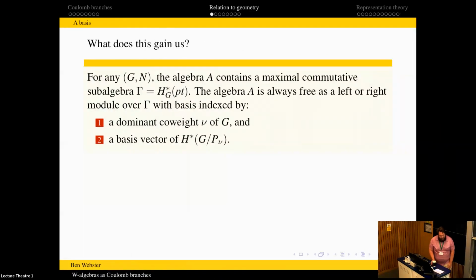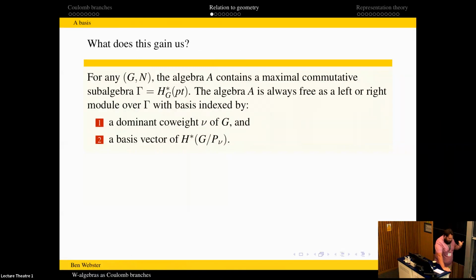All right. So why do we care about this? What does this buy us? It does get us some interesting stuff. So for example, for just any group in any representation, the algebra A has a maximal commutative subalgebra, which I'll call gamma.